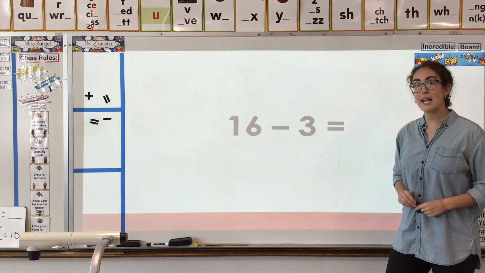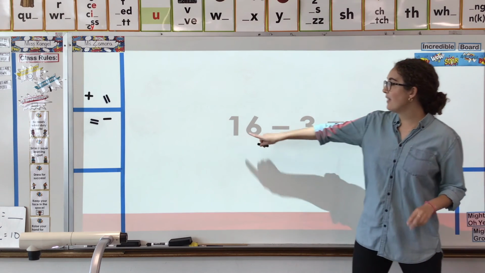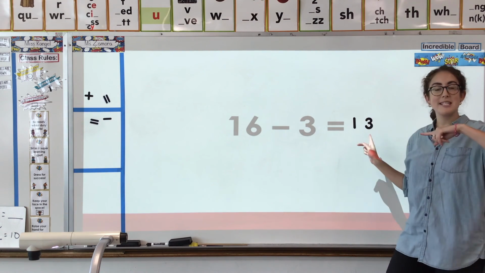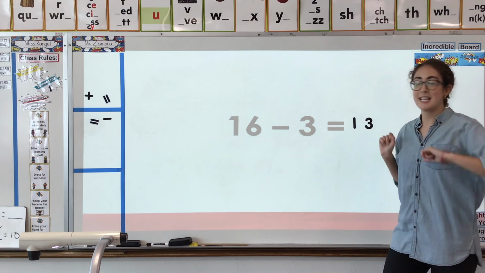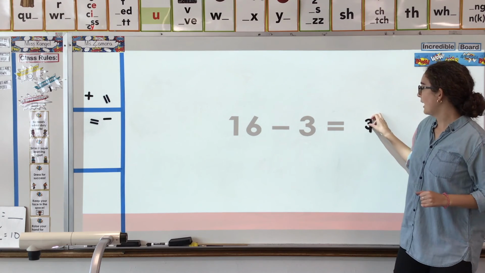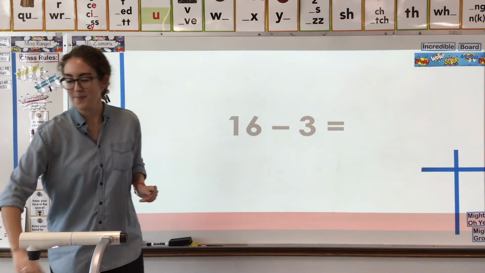6 minus 3 is 3. And then our 10 is going to stay in our answer. So this is 13. 16 minus 3 is 13. And we solve that by subtracting numbers in the same place.